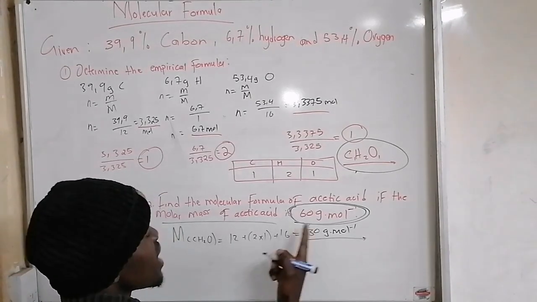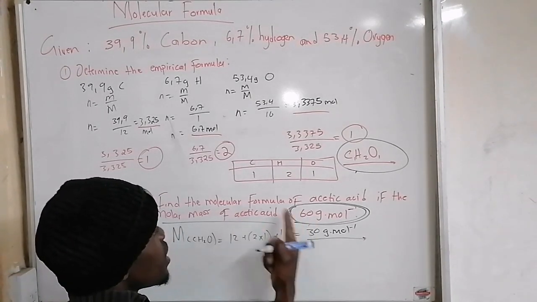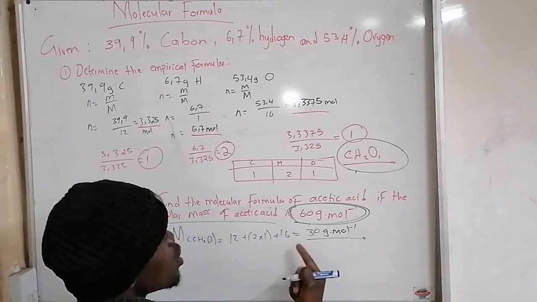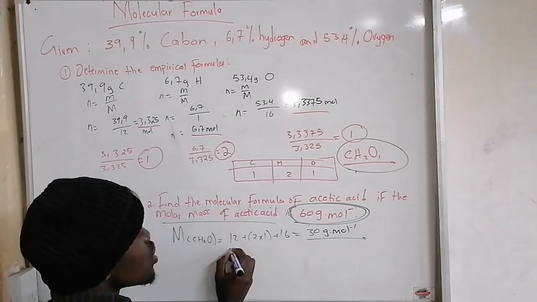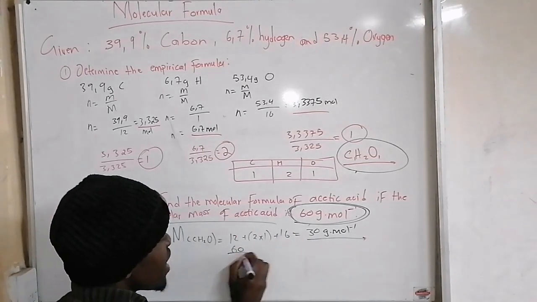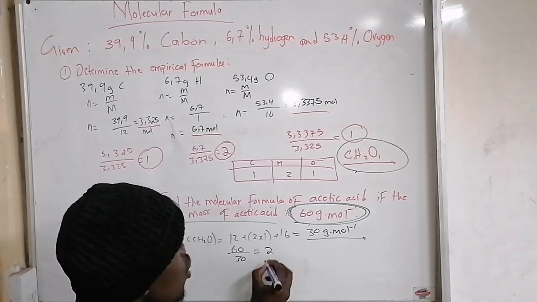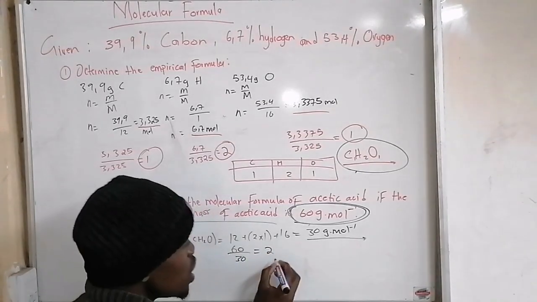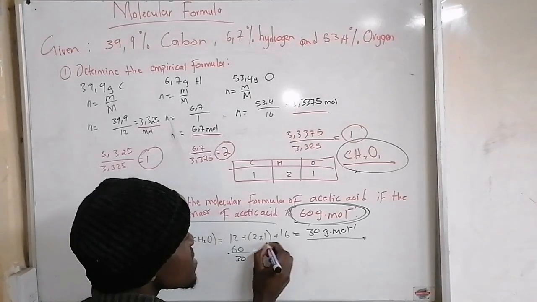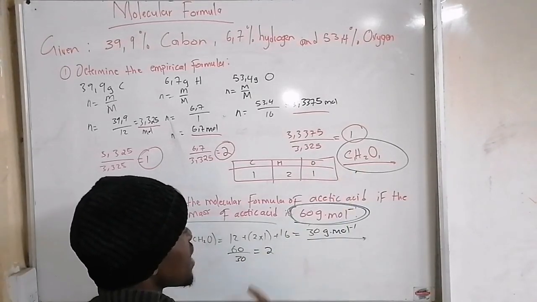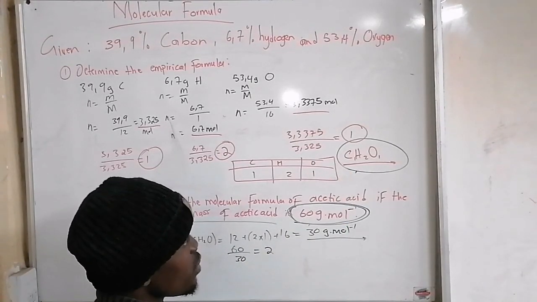In other words, you take the molar mass for the molecular formula, you divide it by the molar mass of the empirical formula. So it's 60 divided by 8. You get 2, right? In other words, since you got this 2, you need to multiply the subscripts of the empirical formula by that 2.